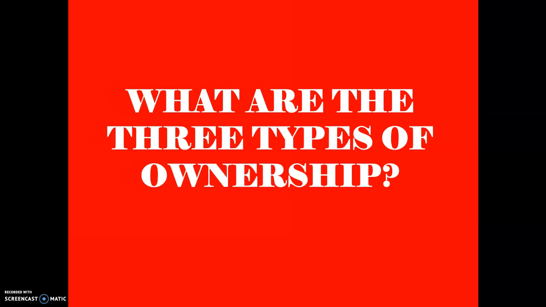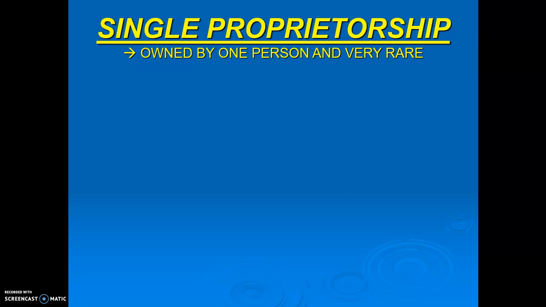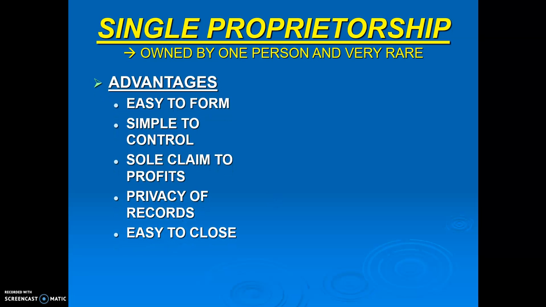Now, what are the three types of ownerships? The first one is a single proprietorship, owned by one person and is very rare. Some advantages, basically easy to form. That's just you. Simple to control because you're in control of everything. You claim all the profits, privacy of records, and it's easy to close.